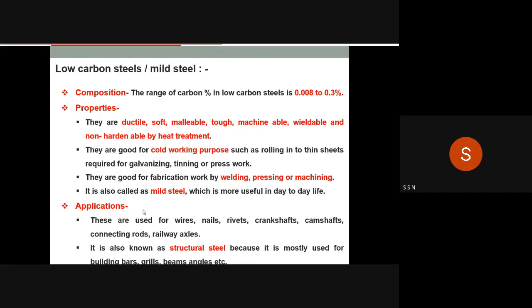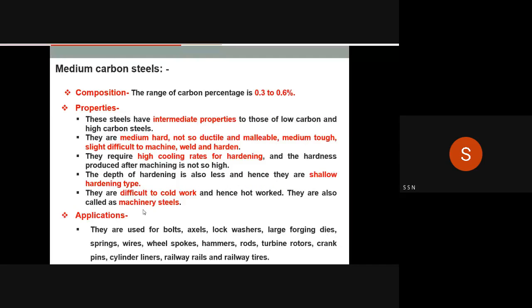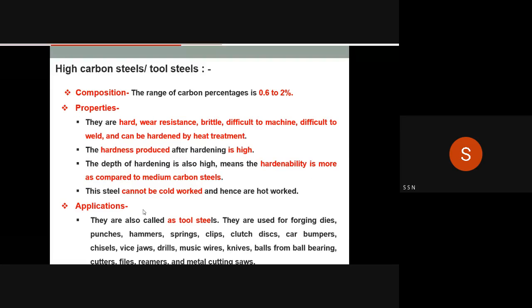Like low carbon steel is also called structural steel, medium carbon steel is called machinery steel. So remember these alternate names also. Next is high carbon steel, also called tool steel. In high carbon steel, the percentage of carbon varies from 0.6 to 2%.